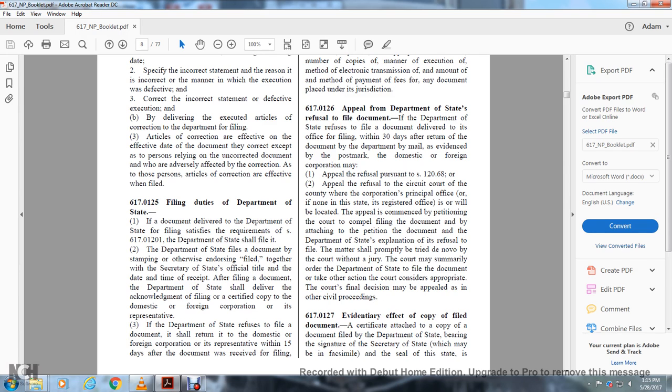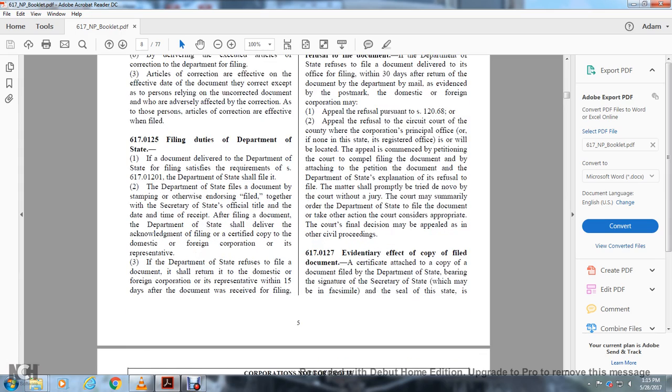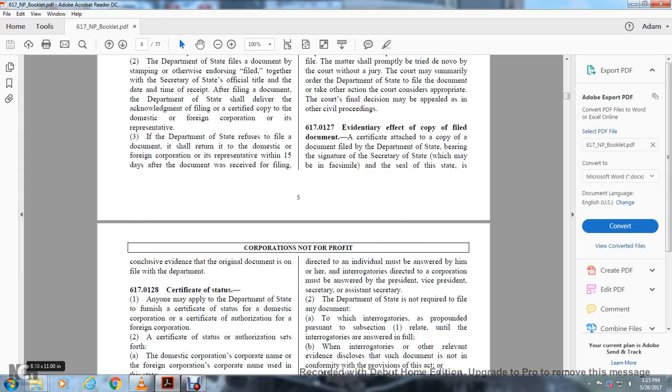617.0127, Evidentiary effect of copy of filed document. A certified copy of a document filed with the Department of State, bearing the signature of the Secretary of State, which may be in facsimile, and the seal of the state, is conclusive evidence that the original document is on file with the Department.